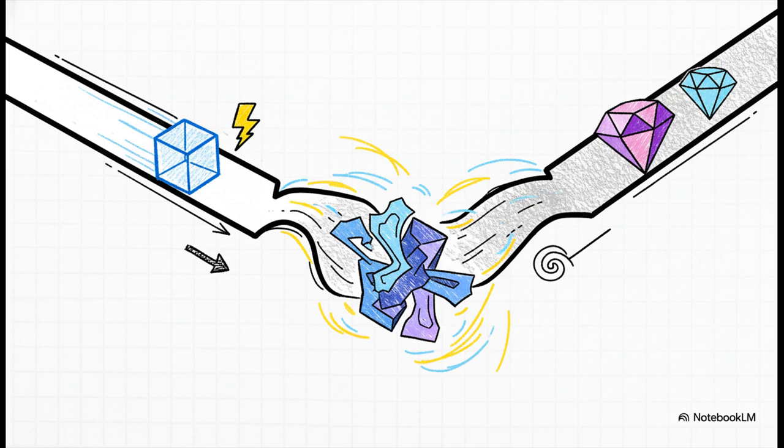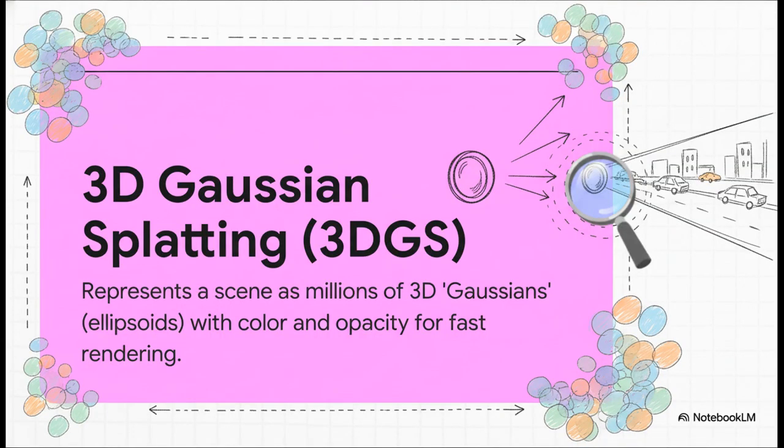The idea was to create a representation that was explicit, so easy and fast to render, but that you could still train and optimize with all the power of deep learning to get that gorgeous NeRF-level quality. So instead of this implicit neural network or a rigid mesh, 3DGS represents the scene as a cloud of millions of tiny, soft, 3D blobs called Gaussians.